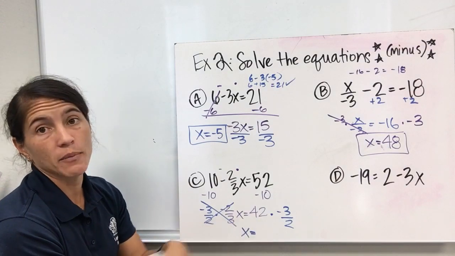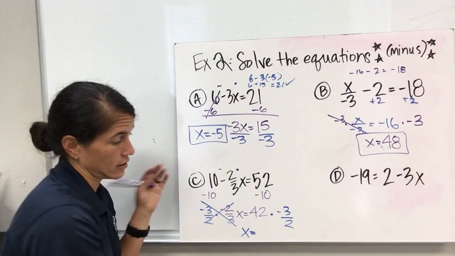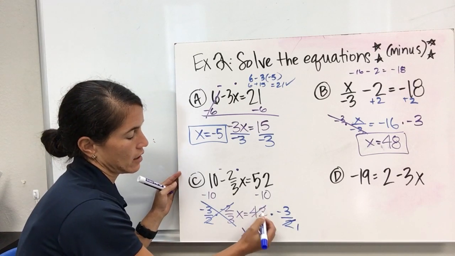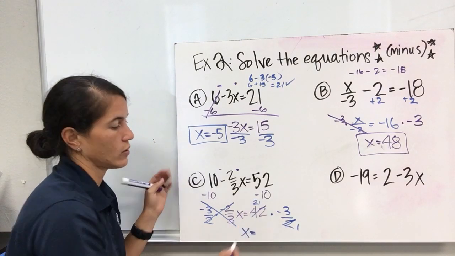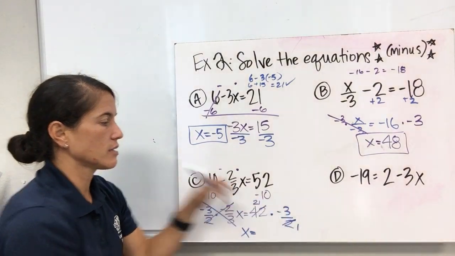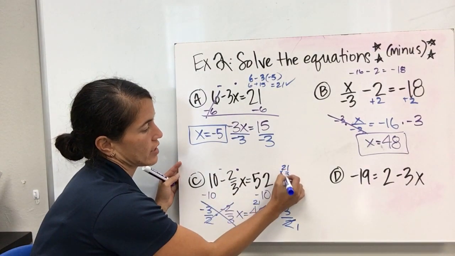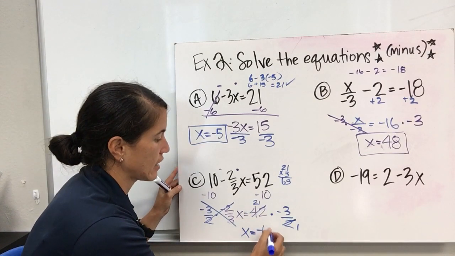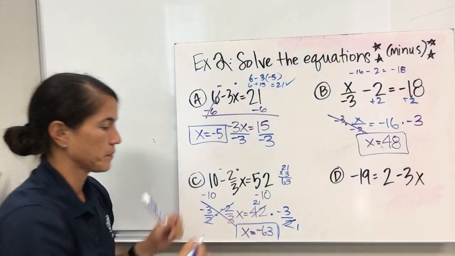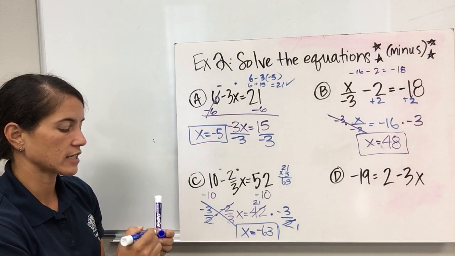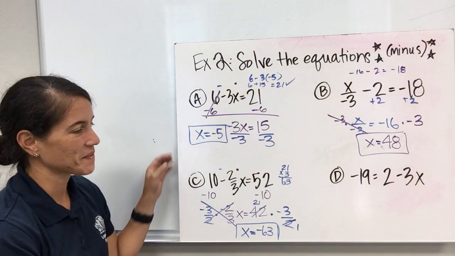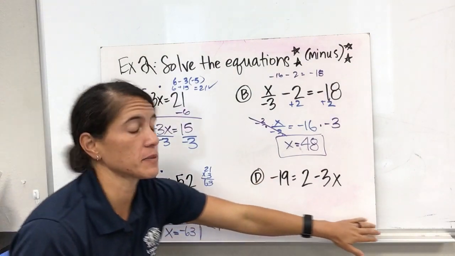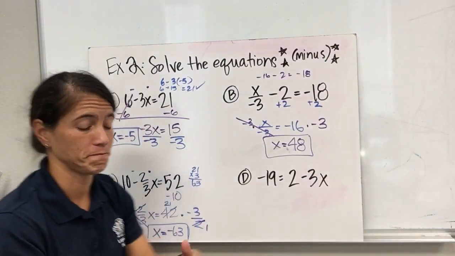And over here, I'm going to do some cross canceling. I see these are both even, so 2 will go into 2 once, 2 will go into 42 21 times, and now I need to multiply 21 times 3, and I get 63, and this is positive, this is negative, so negative 63. Negative 63. All right. Now, just for the sake of time, you try D and pause it and press play when you're ready.